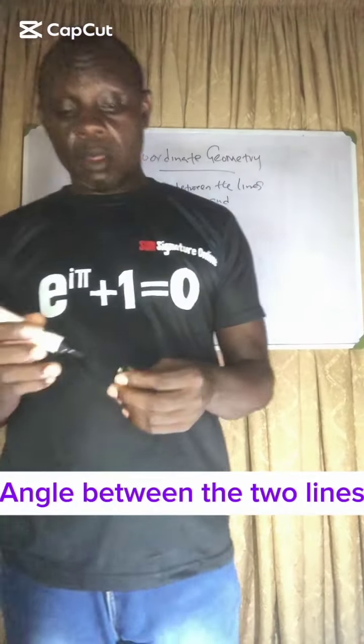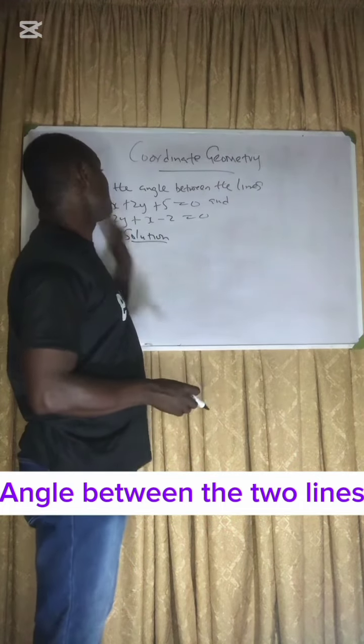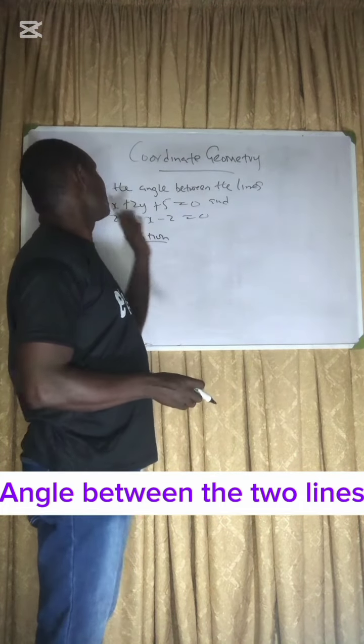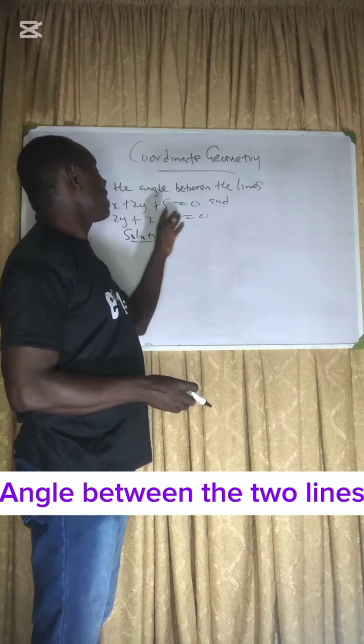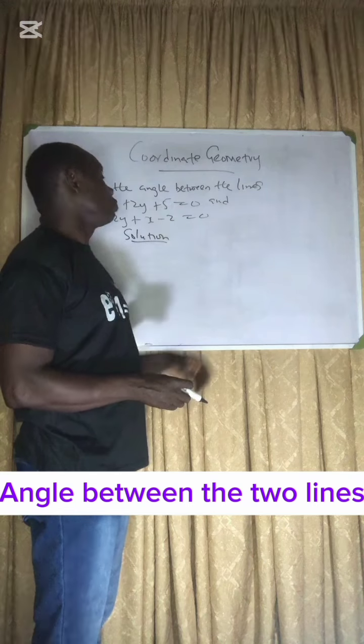Welcome. Let's take a look at the problem on the board. It's a coordinate geometry problem, and it says find the angle between the lines 3x + 2y + 5 = 0 and 2y + x - 2 = 0.